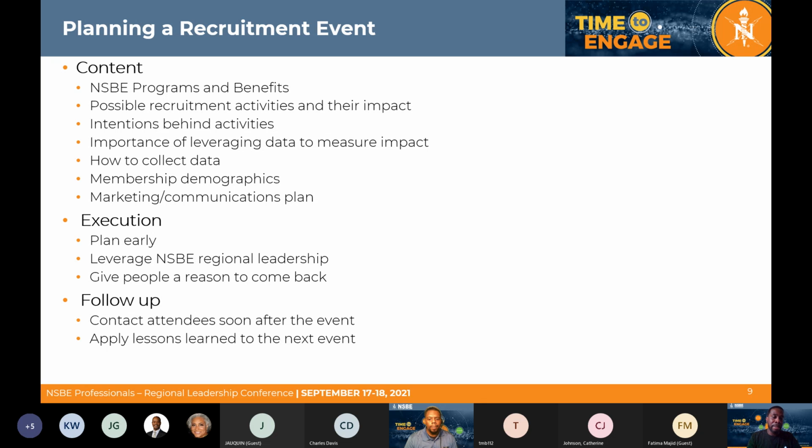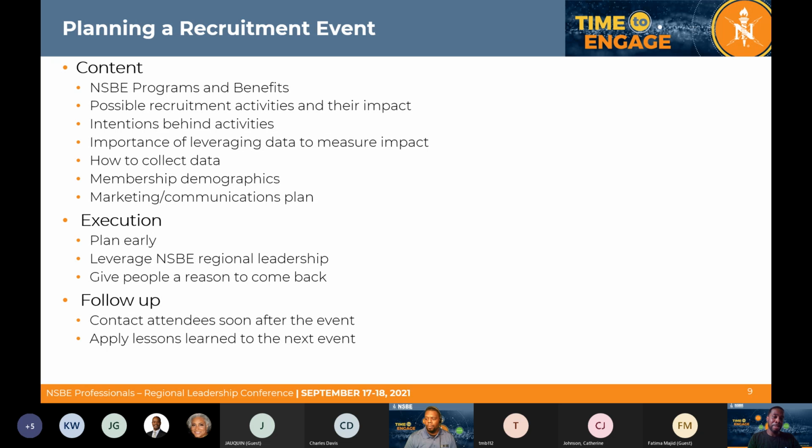When you're planning a recruitment event, here are some things to keep in mind. Your content: make sure you focus on the programs and the benefits that NSBE has to offer. Consider what activities you're going to do for the event. We touched on that a little earlier, with a lot of stuff still having to be virtual, what can you do that can be done online? Figure out your intention behind the activities. What specific goals are you trying to accomplish?